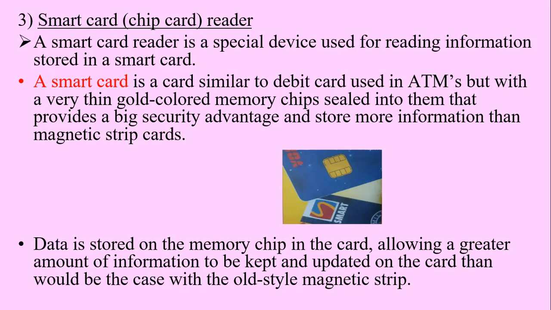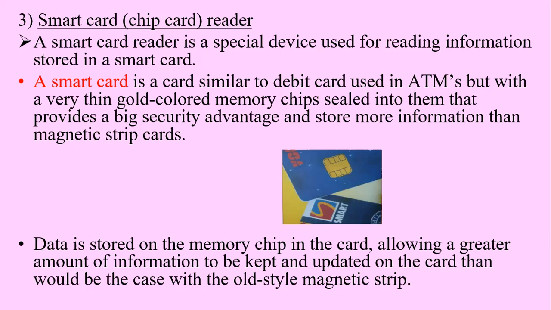Number three, we have the smart card, also called the chip card reader. What is this device? A smart card reader is a special device used for reading information that is stored in a smart card. A smart card is therefore a card that is similar to a debit card used in ATMs, but with a very thin gold-colored memory chip sealed into it that provides a big security advantage and stores more information than magnetic strip cards.